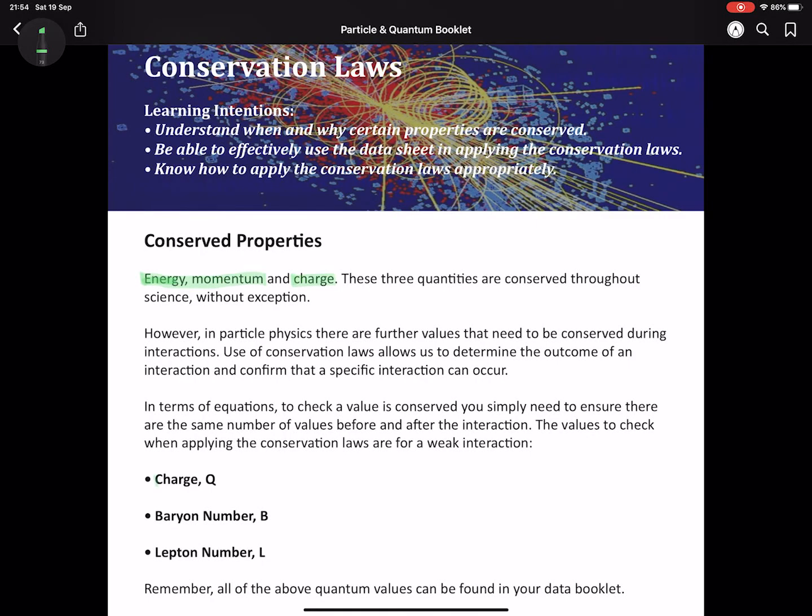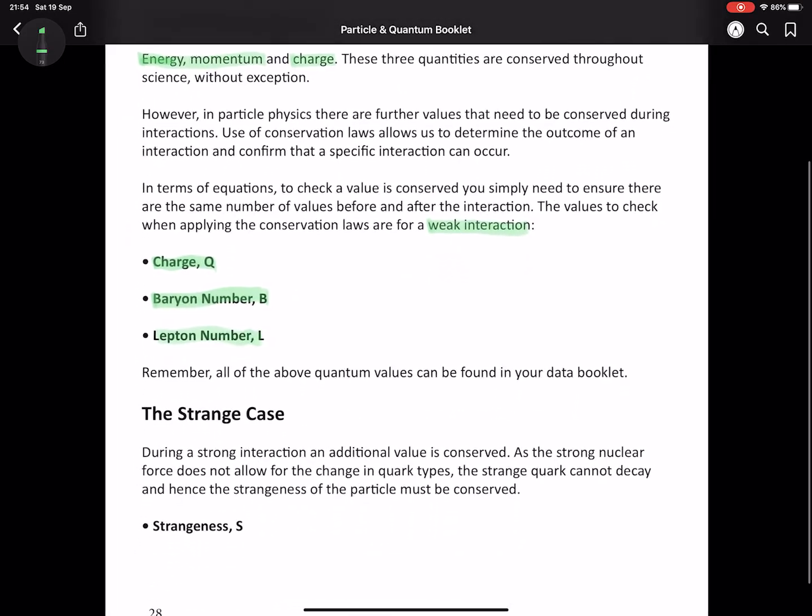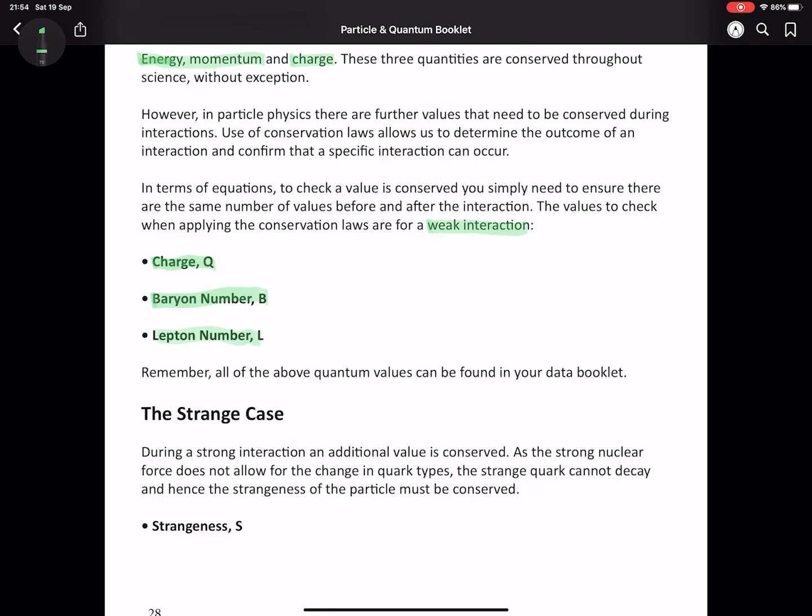And remember, mass is just the same as energy through E equals mc squared. So charge, the only property that previously would have been a conservation discussion. But now we have baryon numbers and lepton numbers as well. Now these are always conserved regardless of what else is going on. And in the weak interaction in particular, they are always shown to be conserved in an equation.